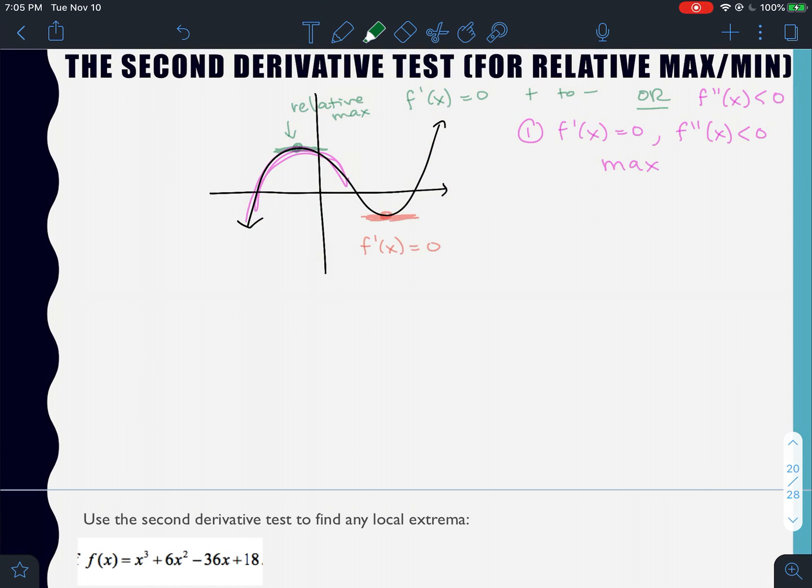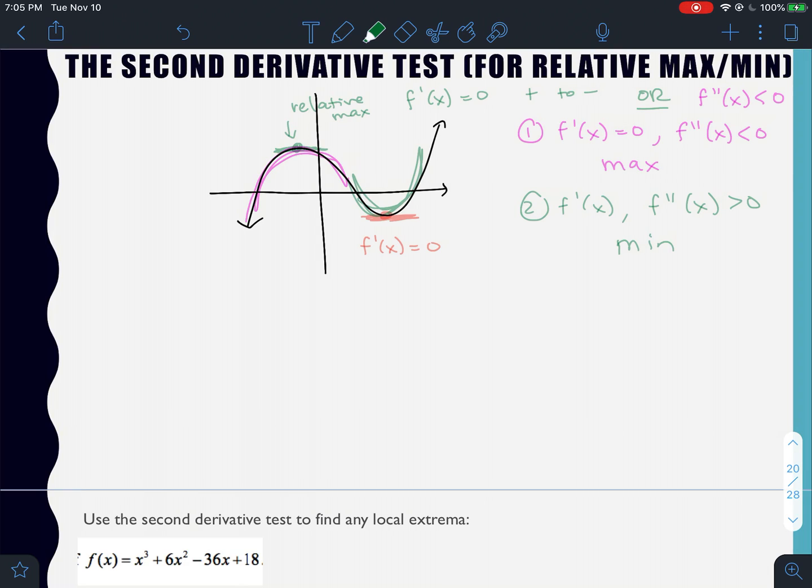Or we know that the first derivative is equal to 0 there. And if the first derivative is equal to 0, what do you know about the concavity there? Well, this graph is concave up right there. So if your first derivative is equal to 0 and the graph is concave up, so the second derivative is positive, then you would have a local minimum at that point. And that's called the second derivative test.